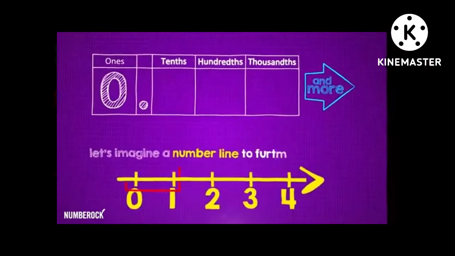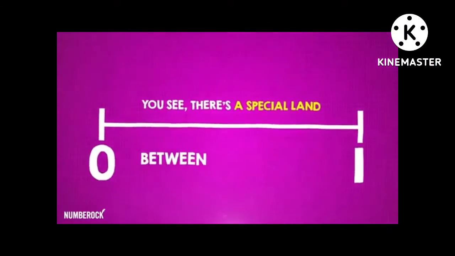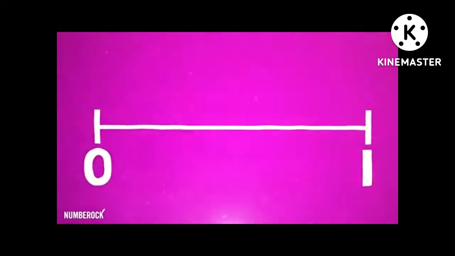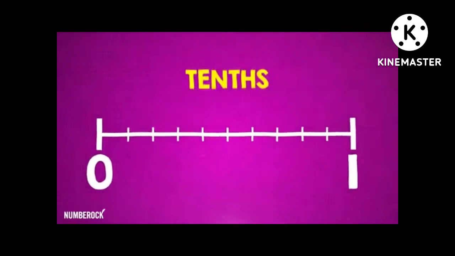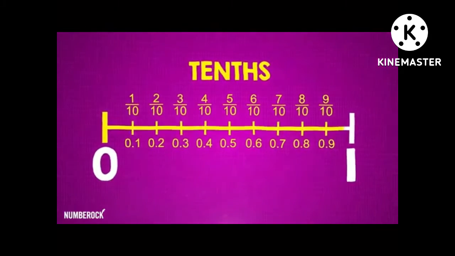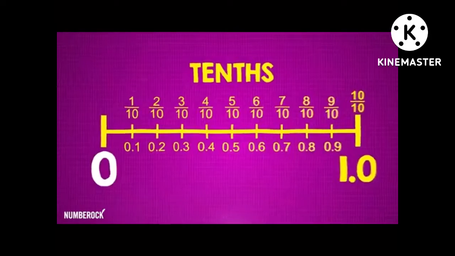Let's imagine a number line to further explore. You see, there's a special land between 0 and 1, where you'll find decimal numbers in every fraction. Between 0 and 1, make 10 intervals. These are tenths written as fractions or decimals. When counting by tenths, after you get to 9, the 10th makes 1 whole on the number line.